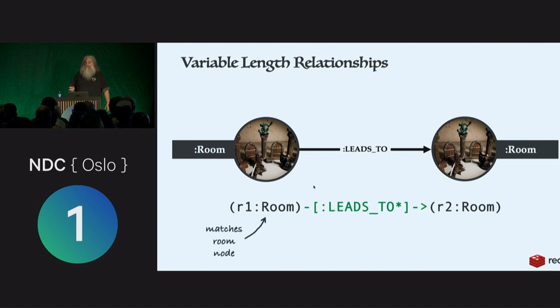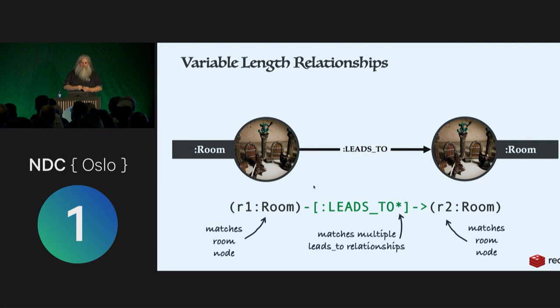Well, this matches a room, and that matches a room, matches a couple nodes. The star says, match multiple hops. And so this would match a room that leads to a room, or a room that leads to a room that leads to a room, and so on. You guys leave when I say that too many times. And so it can match multiple paths. Now, if you just do a query and match this and return it against a graph, that's going to be a lot of paths, right? So don't do that. That's a good way to get a timeout. But this is a query that you can do.